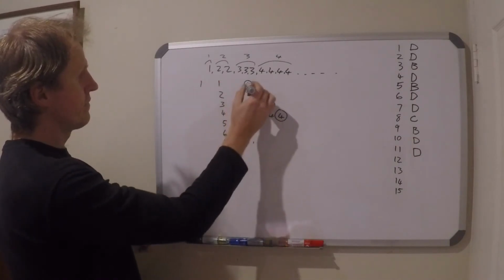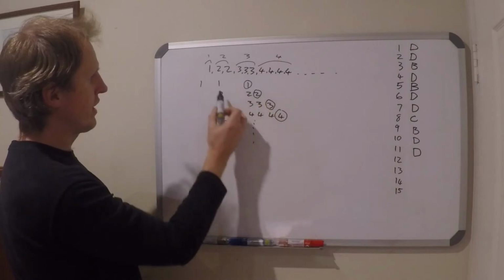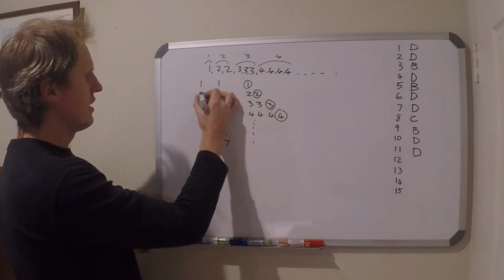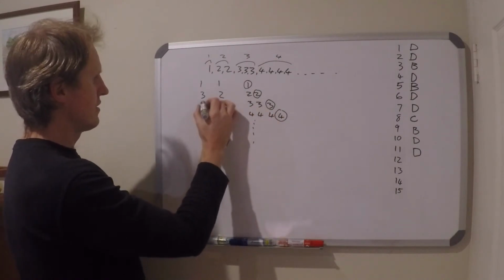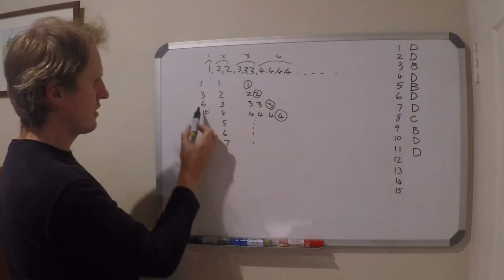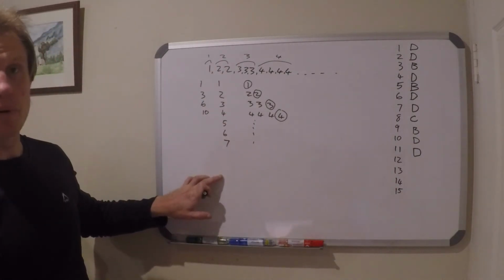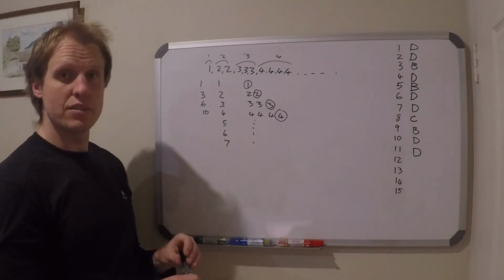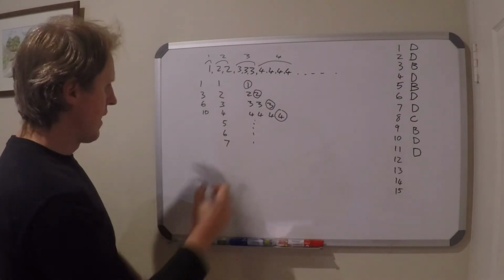So this number 1 is the first digit. 1, 2, 3. It's 1 plus 2, this is the third digit. Here, this is the 6th digit, that's 3. And this is the 10th digit, so it's 6 plus 4. And we've done this already before. If you remember, at the beginning of the test, we did 1 plus 2 plus 3 up to 10.